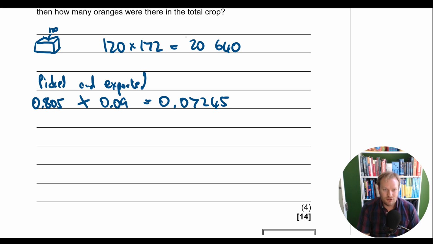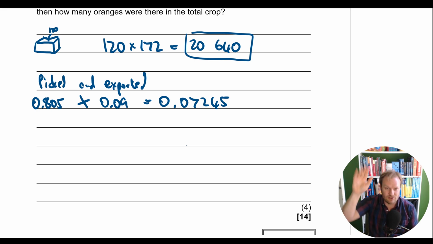Now we know that 20,640 oranges were picked and exported. Now all you need to think is, how do you work out probabilities? Well, with probabilities, you go the number that were chosen out of the total number. What's the probability of picking a pupil who plays hockey in the classroom? Well, everyone who plays hockey, raise your hand, divide by the total number of pupils in the classroom.